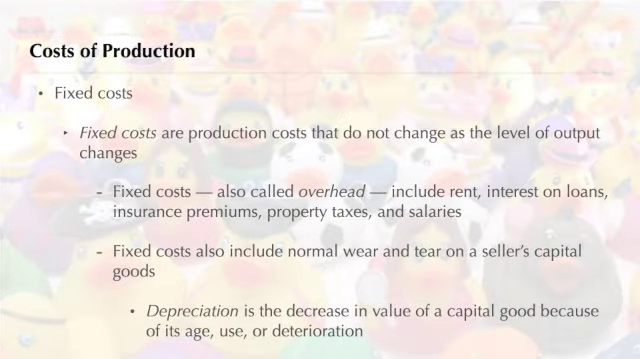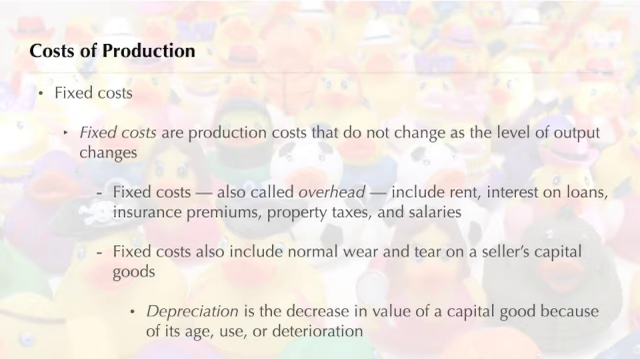Some production costs do not change no matter how many goods are made. For example, whether the Golden Duck factory produces 10 ducks a day or 1,000, or even if it produces none, the rent that the factory pays stays the same. Production costs that do not change as the level of output changes are called fixed costs. Fixed costs include rent, interest on loans, property insurance premiums, local and state property taxes, and salaries. Fixed costs also include routine wear and tear on machines and other capital goods.